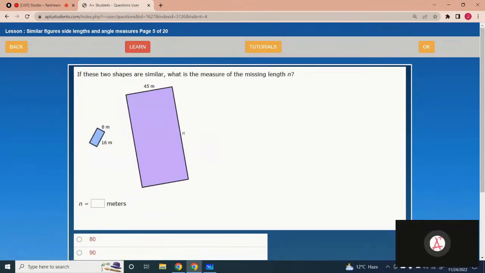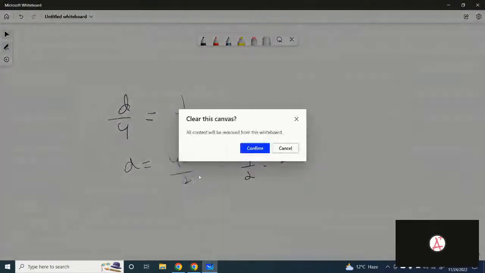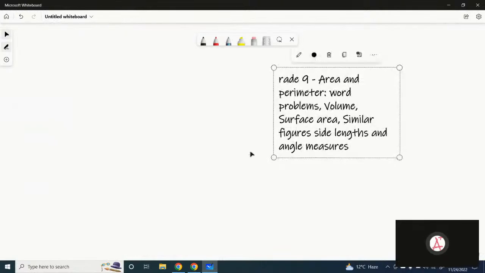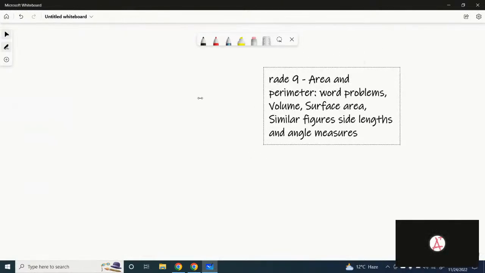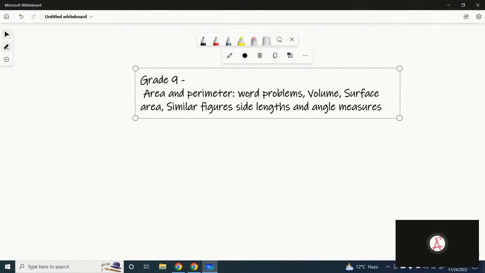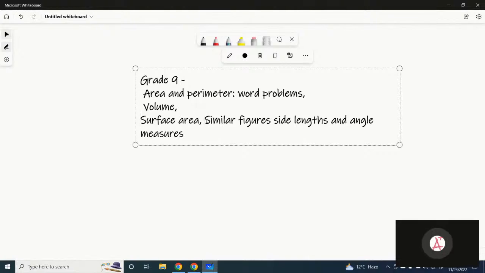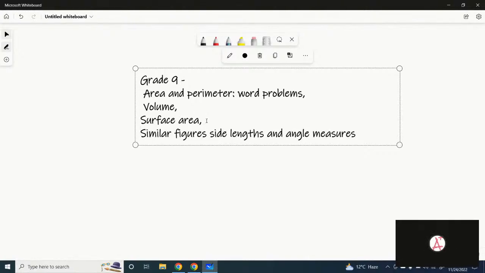Okay, you can complete the test by yourself later today. So we are done with the topics. We have completed all 4 topics: area and perimeter word problems, then volume, then surface area, and we have just completed similar figures, lengths and angle measures. Got it? We have completed 4 topics today.